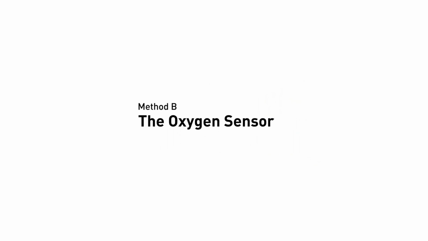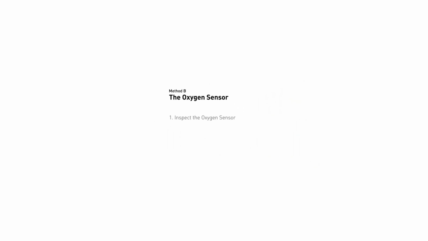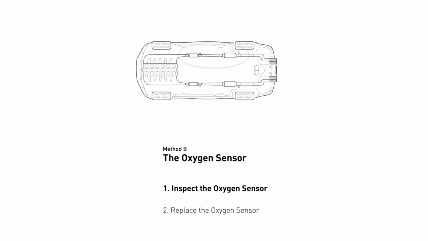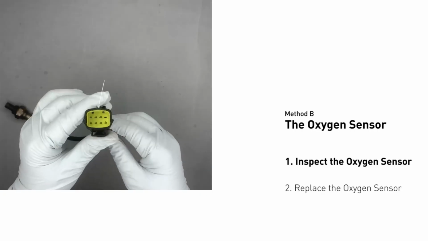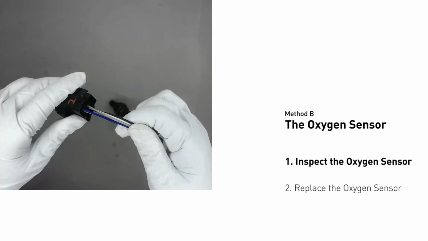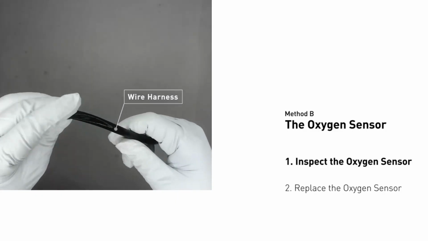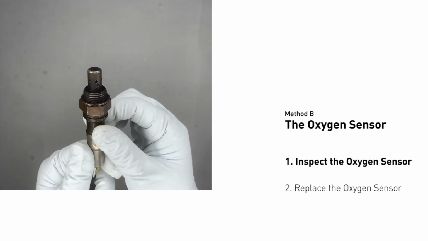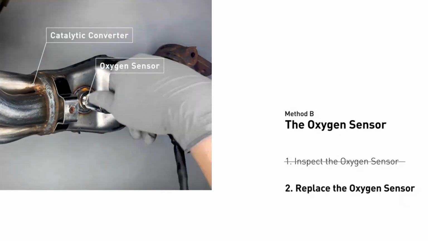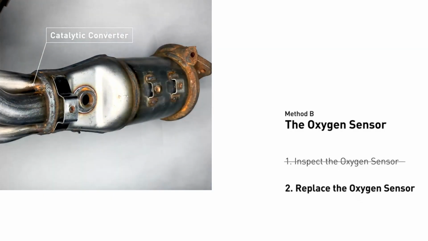Method B: the oxygen sensors. The oxygen sensors are located before and after the catalytic converter. Bank 1 is on the side with cylinder number 1. Visually check the oxygen sensor's electrical connections, wire harness, and metal tabs for any damage. If damage is found, replace the oxygen sensors.